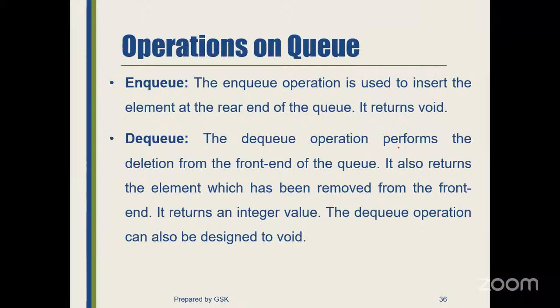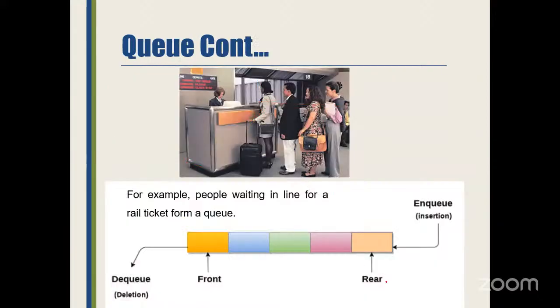What are the operations we can perform on queue? Just now we covered already, but anyway, let us go through this. NQ operation. The NQ operation is used to insert the element at the rear end of the queue. See now, this is the rear end. This is used to insert the element, that is called NQ.